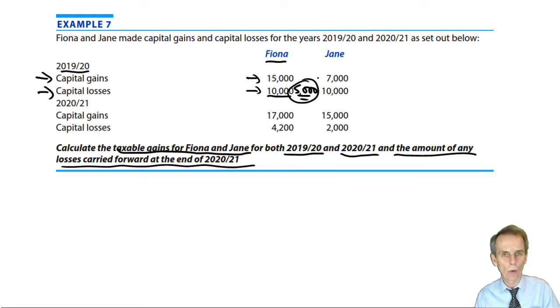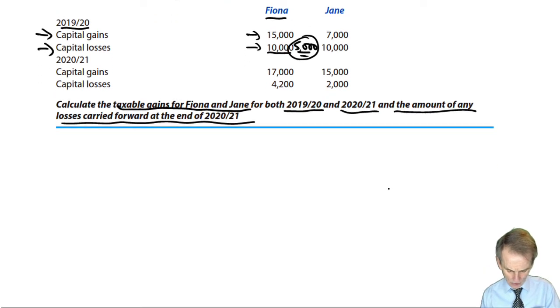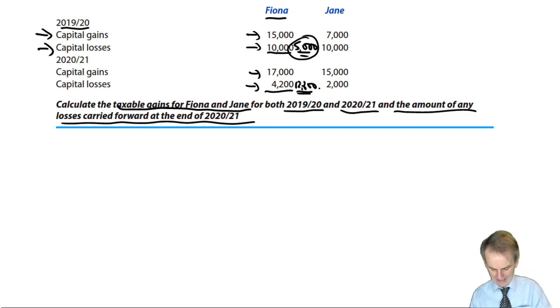It is wasted. On we go, therefore, to 2021. Things are looking better here. We've got capital gains of 17,000 to the owner, and then we've got £4,200 worth of losses. So if we take one from the other there, well, 4 from 17 would be 13, another 200 come away is £12,800 of net gains.